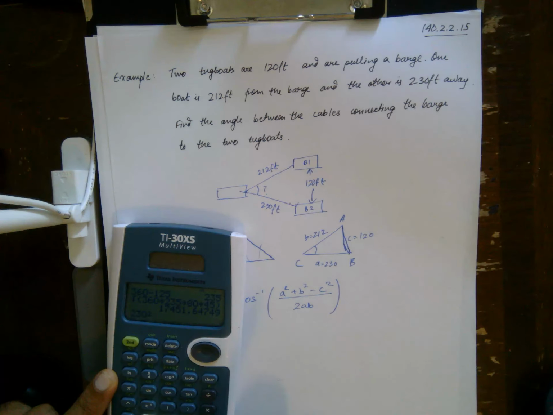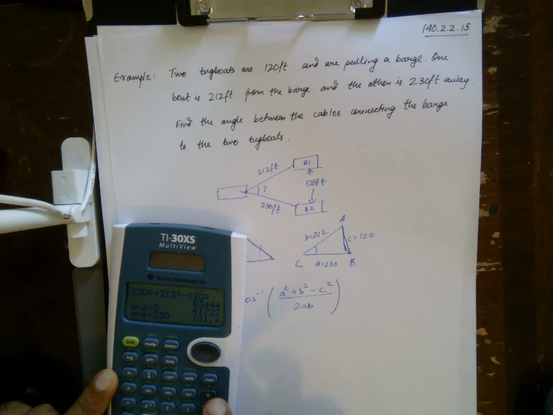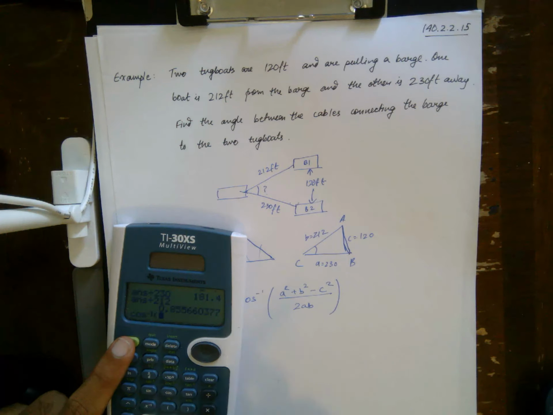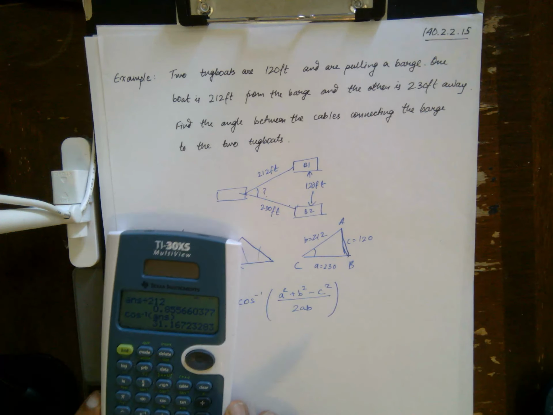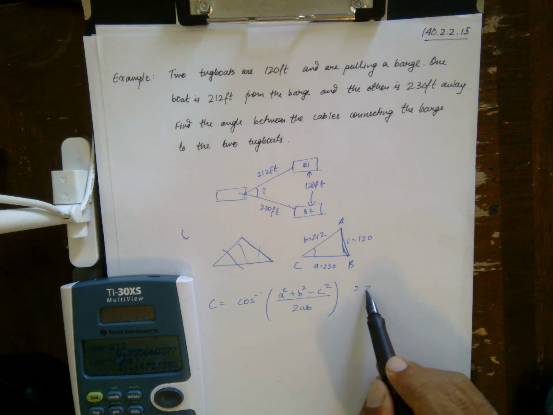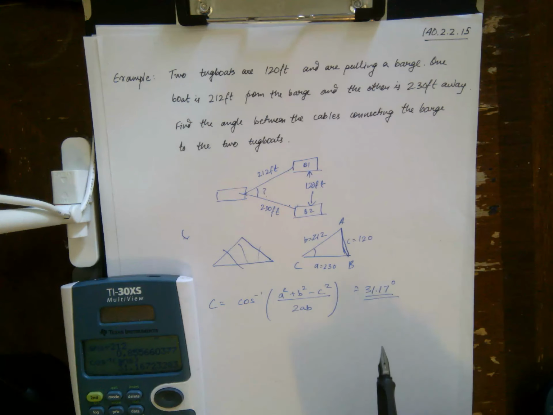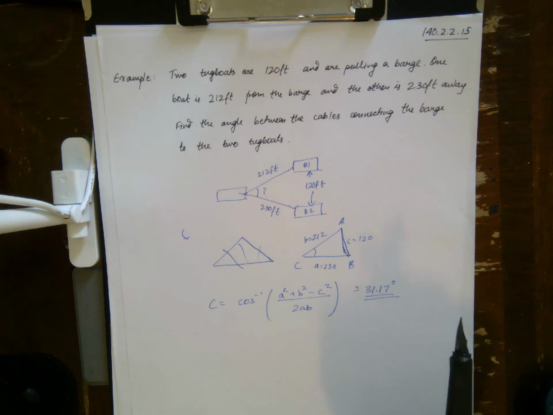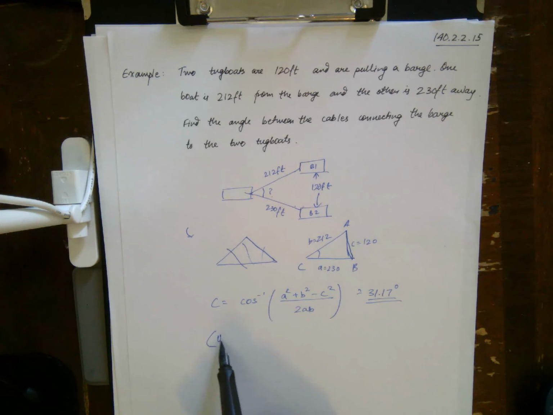230 squared plus 212 squared minus 120 squared divided by 2 divided by 230 divided by 212, and then cosine inverse of this is 31.17. So the angle between the cables connecting the barge to the two tugboats is 31.17. And this is using cosine law.